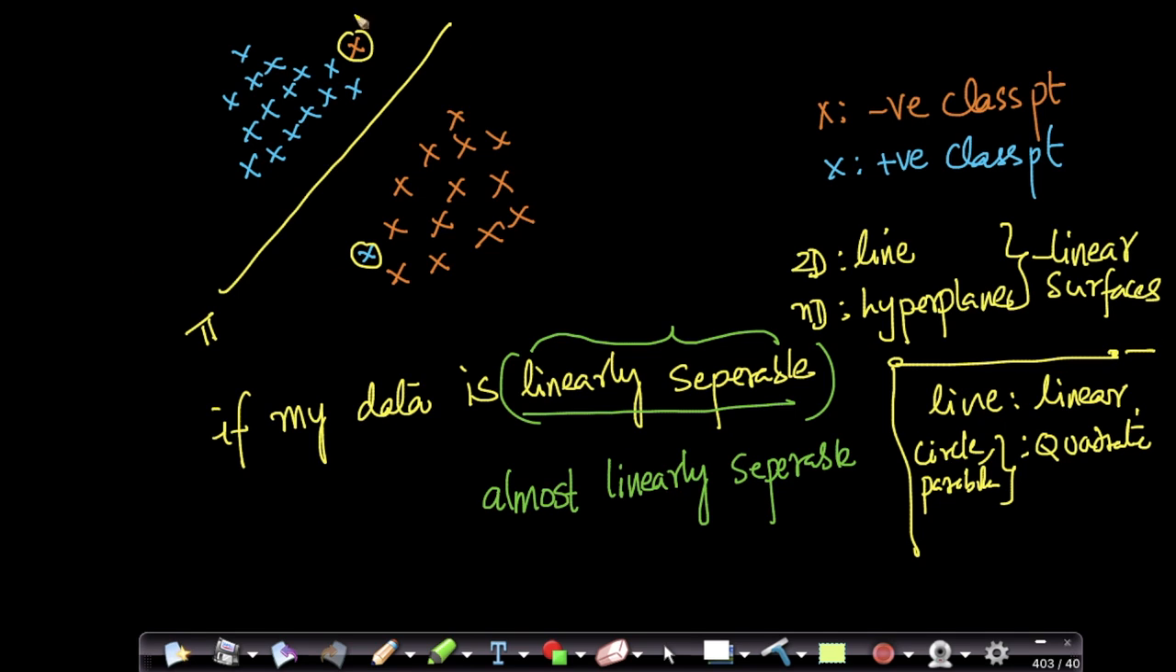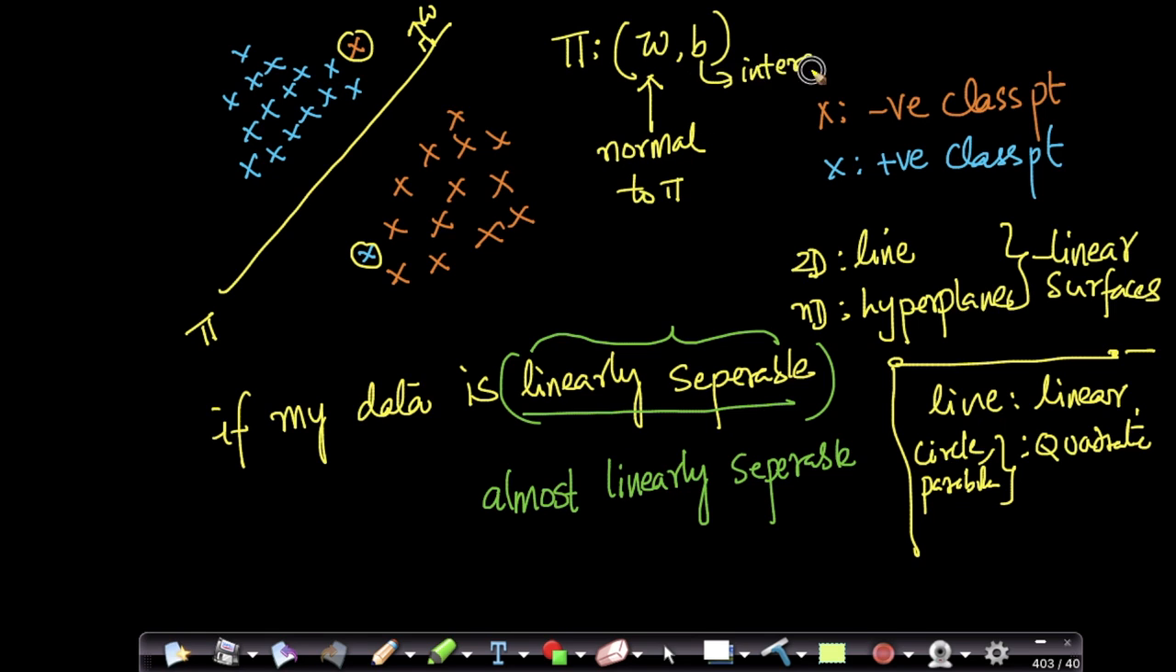So remember, for a given plane, there is always a normal w, which is perpendicular to the plane. How do you represent a plane? A plane can be represented with two parts, w and b, where w is the normal to the plane, and b is the intercept term.